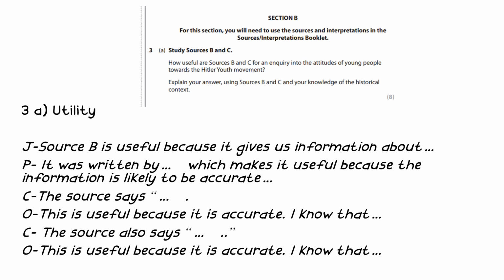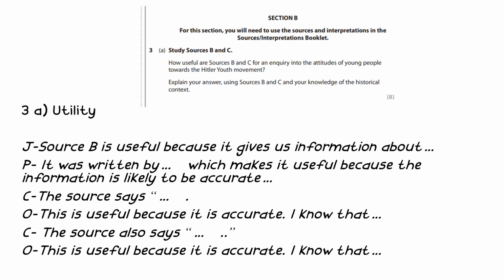When we're asked how useful sources are, really we're being asked how do they help us to find out about a particular topic. Now, top tip here, the sources are always useful because otherwise you wouldn't have been given them. There'd be no point in them being there. So the way that we're going to remember our structure for this answer is JP COCO. So first of all, judgment. Source B is useful because it gives us information about, and in this case, attitudes of young people towards the Hitler Youth movement.